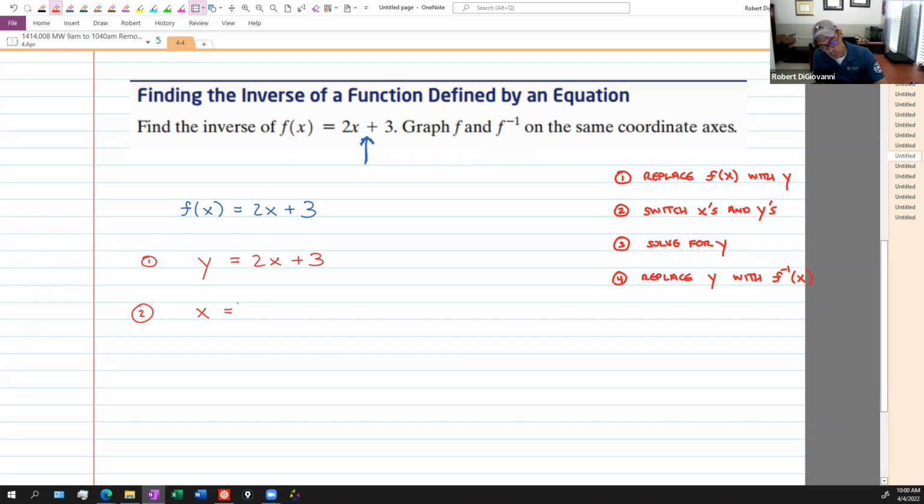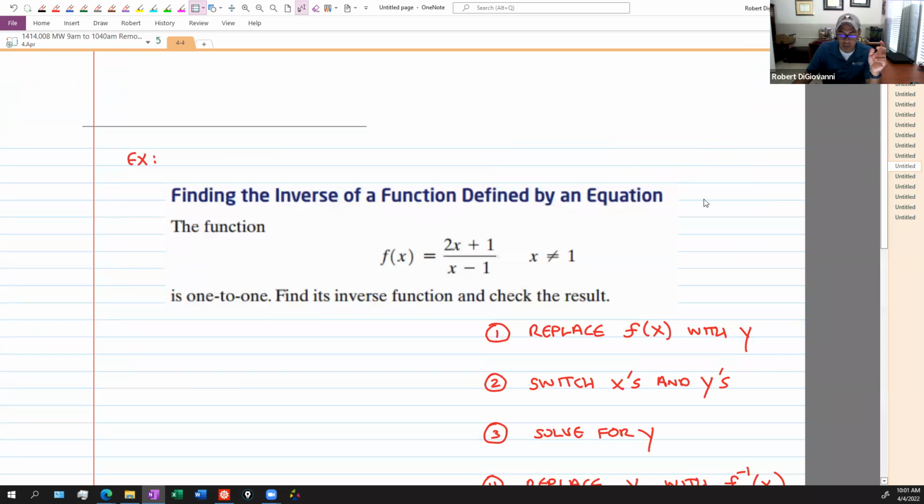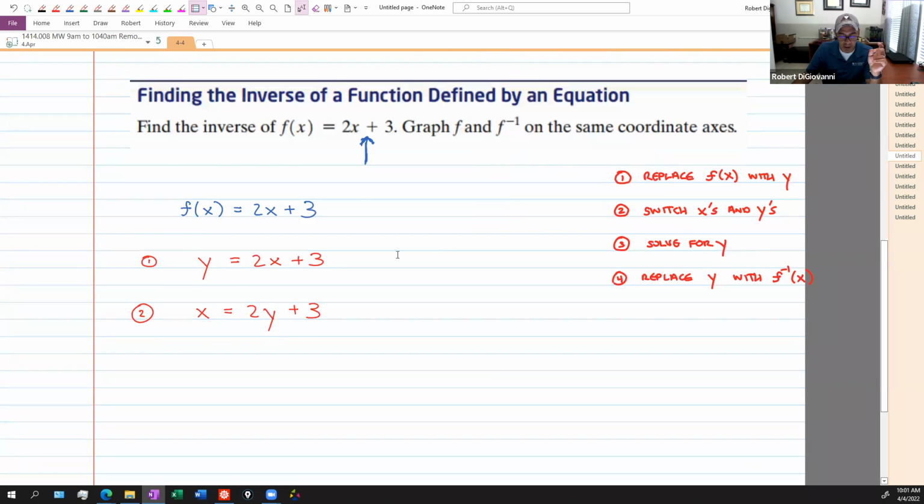Now, students always ask me, why are we doing that? Why do you do this next step where you switch the x's and y's? It has to do with the fact that, remember when I showed you that picture, I said that if we have a point on the graph of f, the inverse just switches the two. So if this is x and this is y, this becomes y and this becomes x. So they flip all the time. So that's why we're doing this technique. We are going to switch the x and y just like the inverse function needs to do.